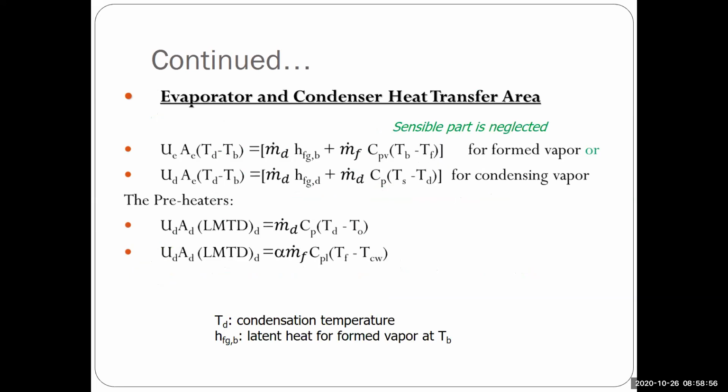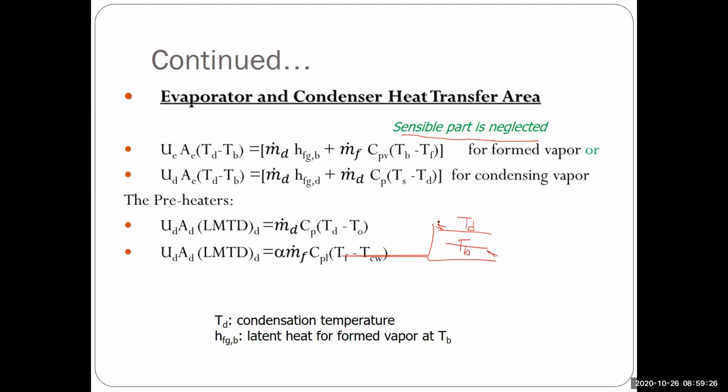Surface area, as you have seen, Q evaporator. What we do here is neglect the part of sensible heat when it comes to the area calculations and assume that in the evaporator we have just a constant temperature difference. One of them is TD and the other one is TB. The part of sensible heating here and the part of sensible cooling here is going to be neglected.